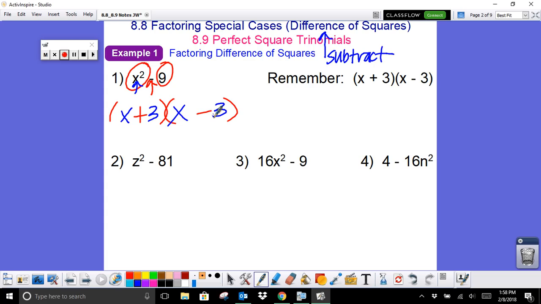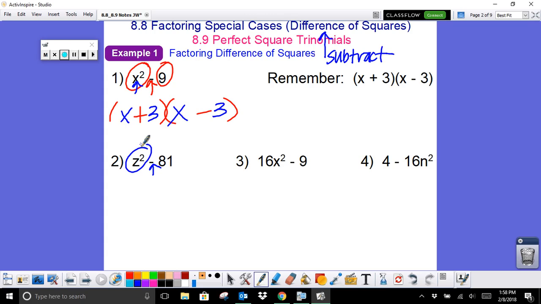Okay, let's look at number 2. So again, I first have to check for a GCF, and y'all, you have to remind yourselves of that or else you're going to forget, I promise. Okay, so there is no GCF on number 2. Now I'm going to check, okay, this is a binomial, it's 2 terms. So now I'm going to ask myself, is this a difference of squares? And it is. Okay, first of all, it's a difference. That's easy to tell because it's a minus.